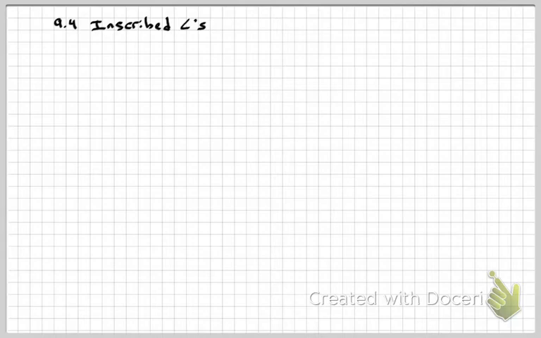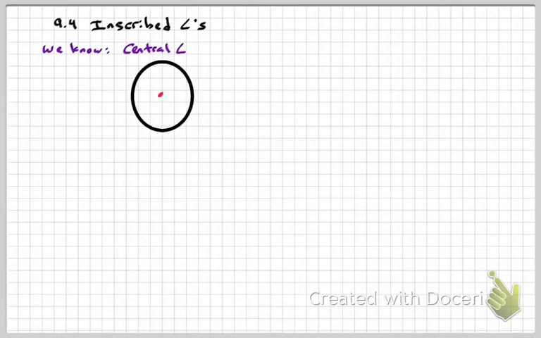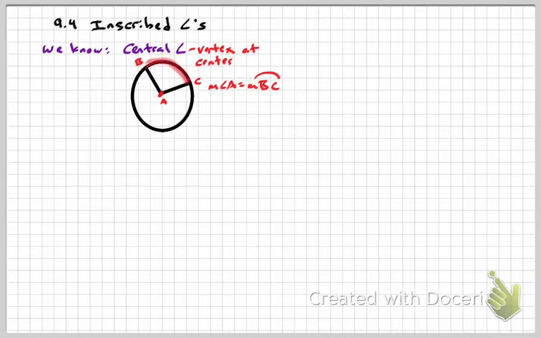So, quick review. We know a central angle has its vertex at the center of the circle. So angle A, or angle BAC, or angle CAB, is a central angle. We also know that the central angle separates part of that entire circle into an arc BC. We know that the measure of angle A equals the measure of arc BC. So, where do we go from there?